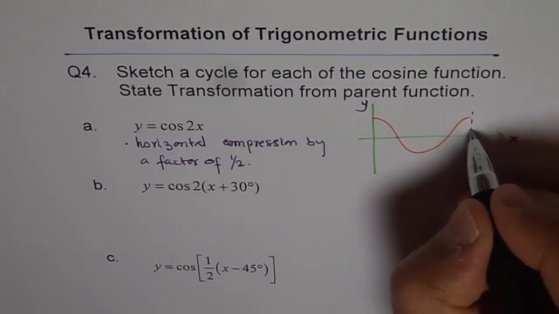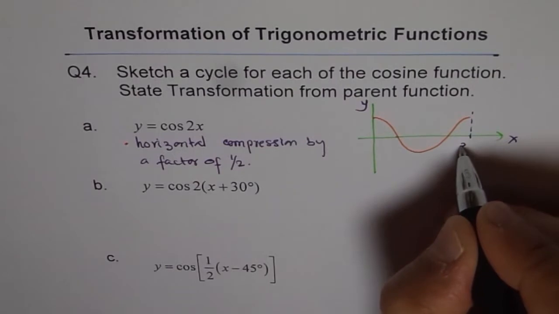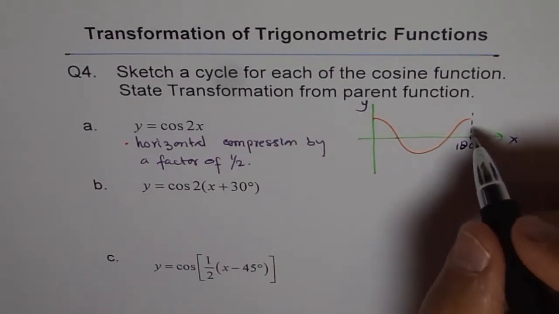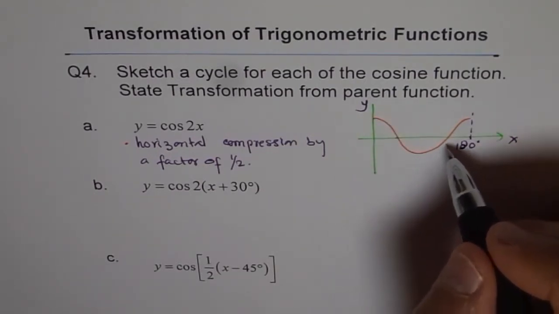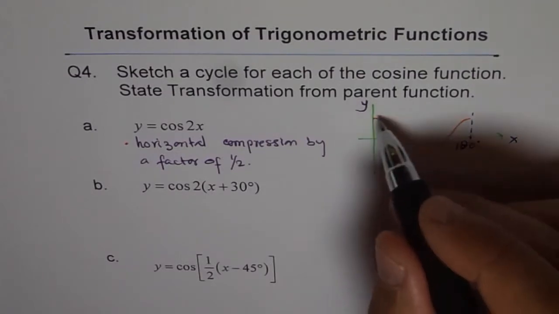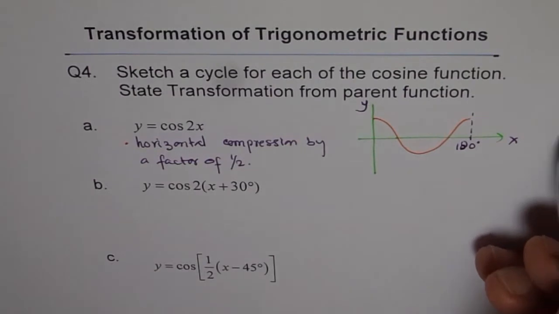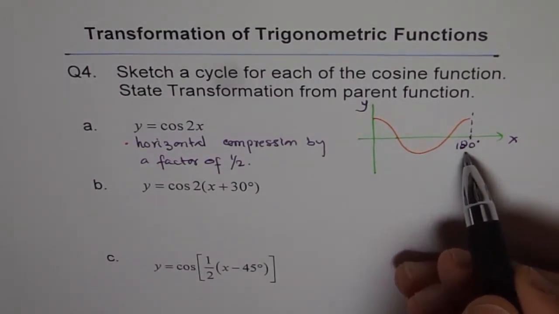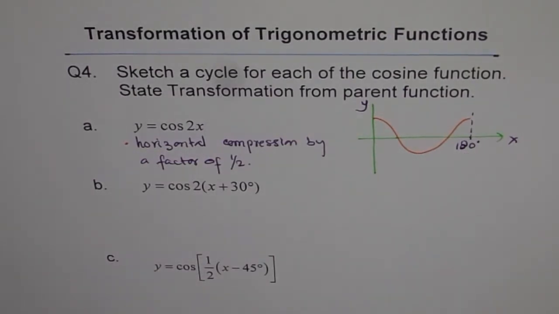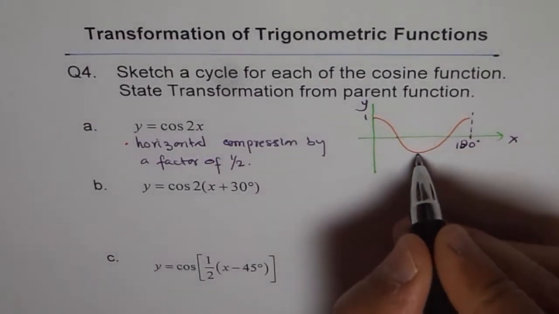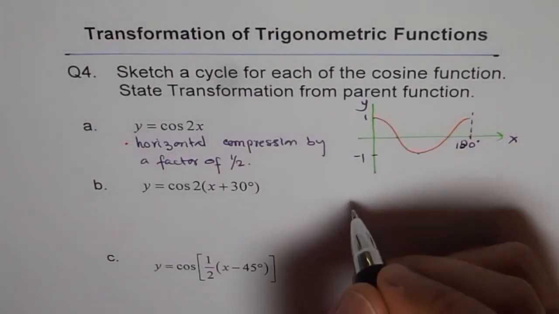What I'm trying to say here is that this point has come to, instead of 360, 180 degrees, because in 2 pi periods we have 2 waves, right? And this means horizontally compressed. So one wave from 360 was made half, 180 degrees. That is how you could see it. So basically what has happened is that the time period has reduced, and maximum and minimum remain the same, 1 and -1, correct?